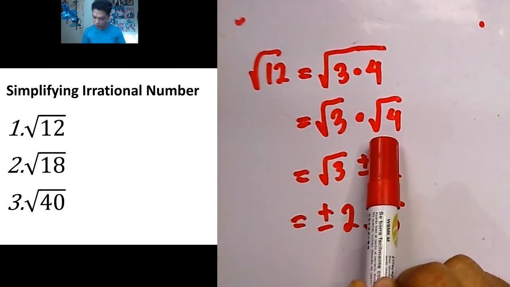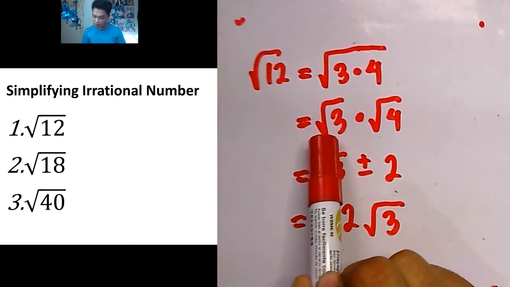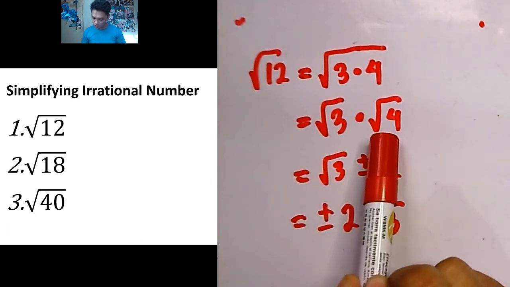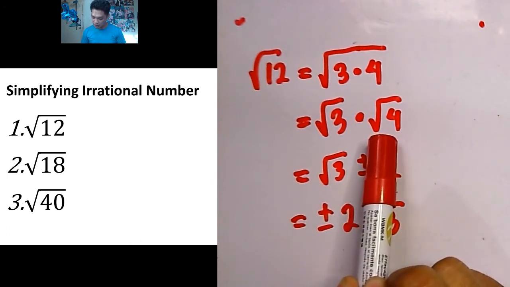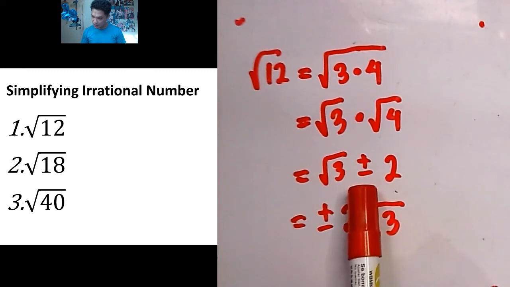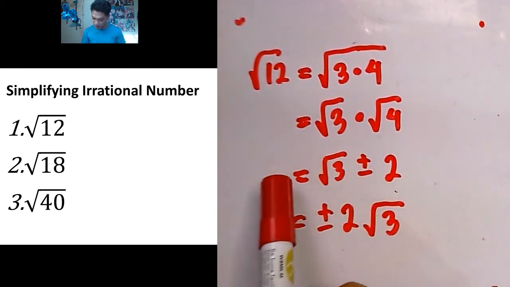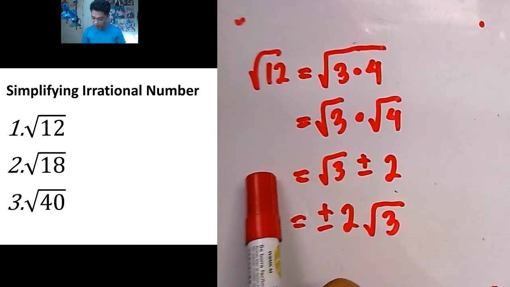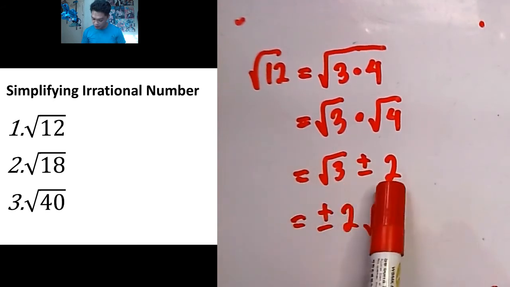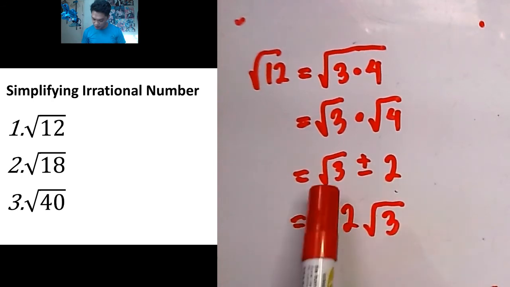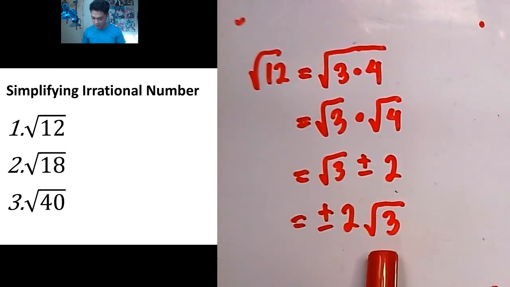Next, separate the radical sign to each of the number wherein we have square root of 3 and square root of 4. Square root of 3 is not a perfect square, so it will remain square root of 3. But square root of 4 is a perfect square, and square root of 4 is plus minus 2. Take note that whole numbers must be placed on the first part or the front part of the radical sign. So we are going to move plus minus 2 on this part and square root of 3 on the other part, on the last part. So this is now our final answer.